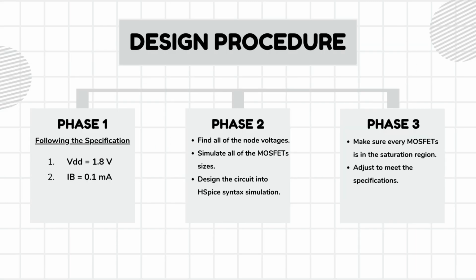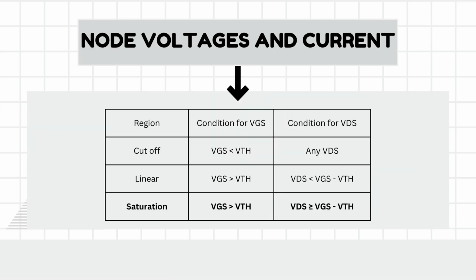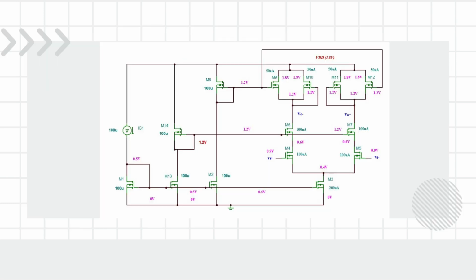So this is the designing procedure, where phase one is understanding the specification given, phase two is the initial design, and phase three is the final adjustment of the design. This is the standard of our design, where every MOSFET should be in the saturation region, which is shown at the very bottom of the table. By following the specification, we could conclude the voltage and current values for the MOSFETs as follows.